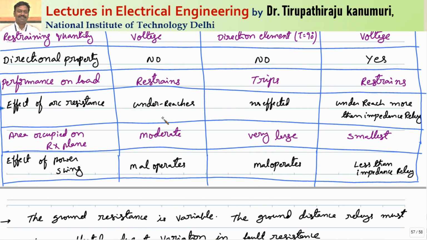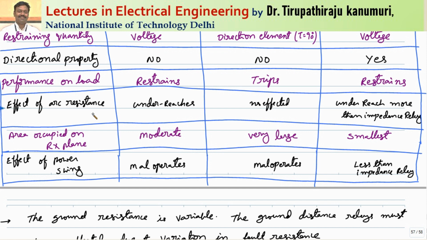Getting this one? So now what is the performance during normal load conditions? Whenever the load is fed from both the ends, in that case the impedance relay will restrain because it will not operate, whereas the reactance relay is covering the complete negative area, so it will trip. And coming to the mho relay, it is nothing but an impedance relay with a smaller radius, that means an impedance relay with a directional feature, so it will restrain.